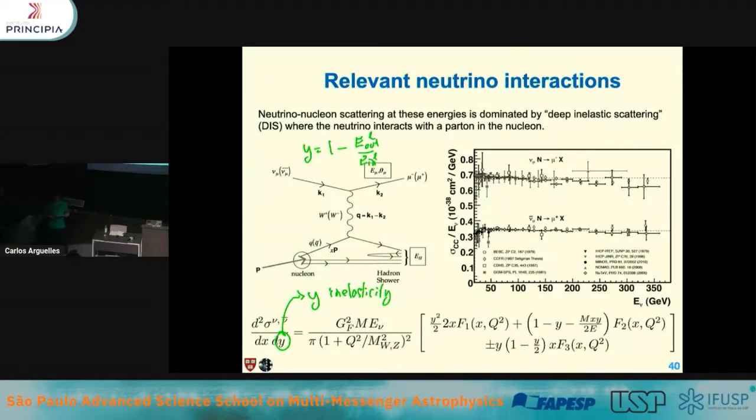Yeah, who has a question? By this plot, we can see that the cross-section of the antineutrino is smaller, right? Yes. Why is that? Oh, that's a really great question. Thank you. So the reason has to do with the fact that neutrinos are only left-handed particles.